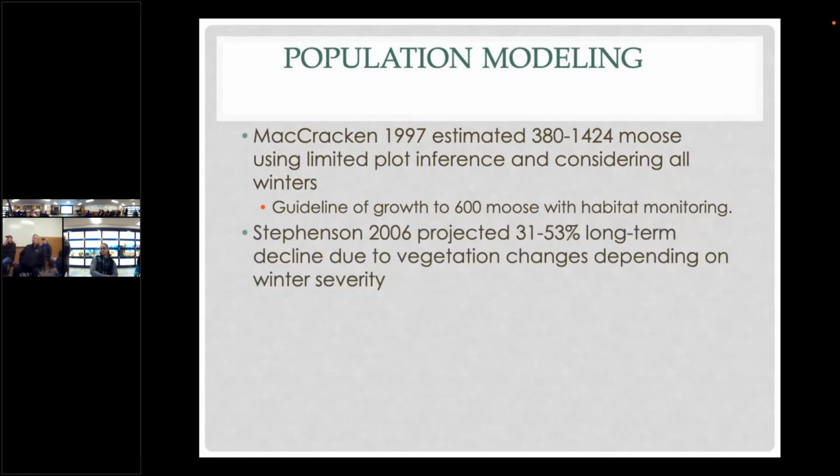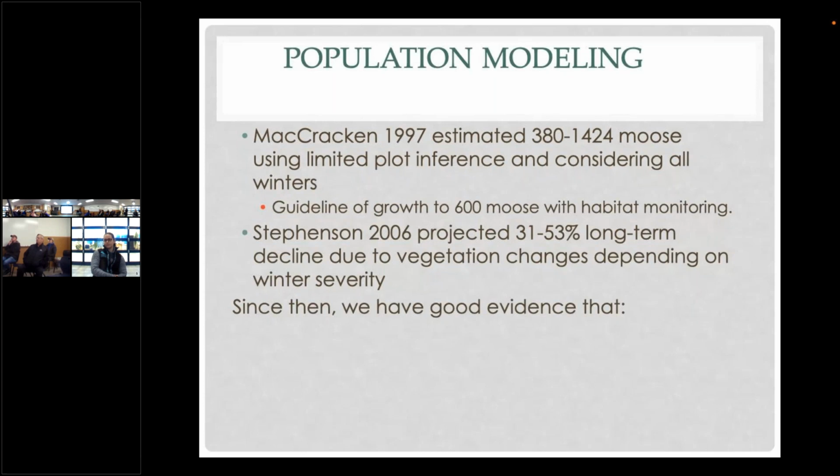In 2006, Stevenson projected that we were going to have a 31 to 53% long-term decline due to vegetation changes, depending on winter severity. So what he was thinking about there is conversion from willow habitat to alder habitat, and maybe even the spruce habitat. And he was very worried about this, and they were using satellite map projections.